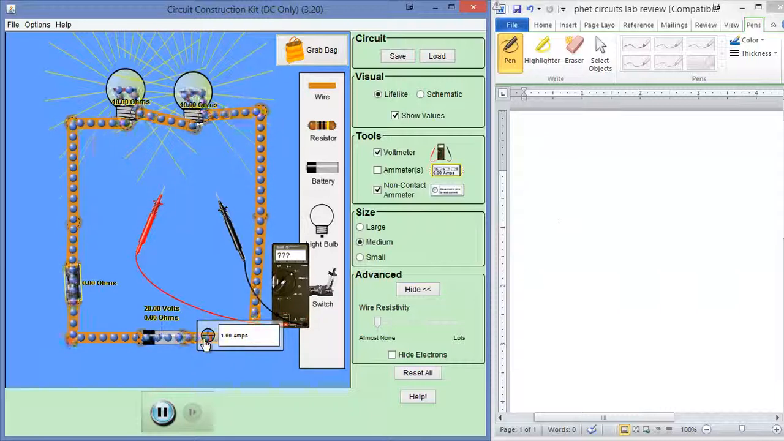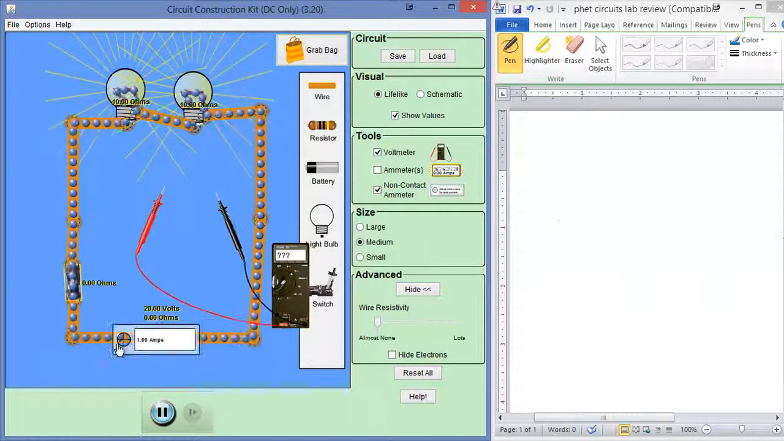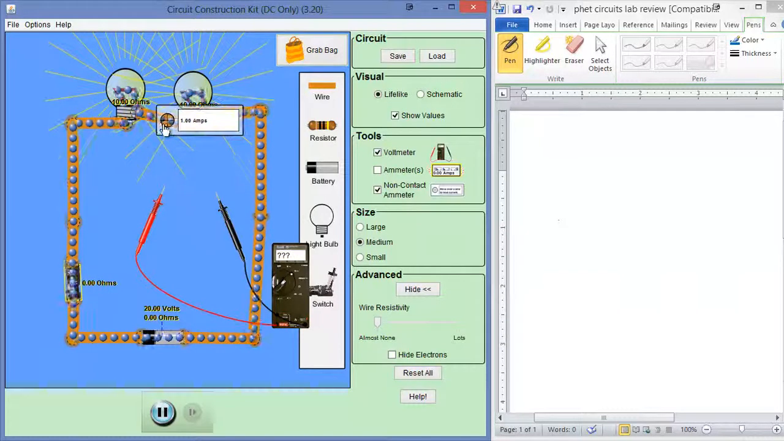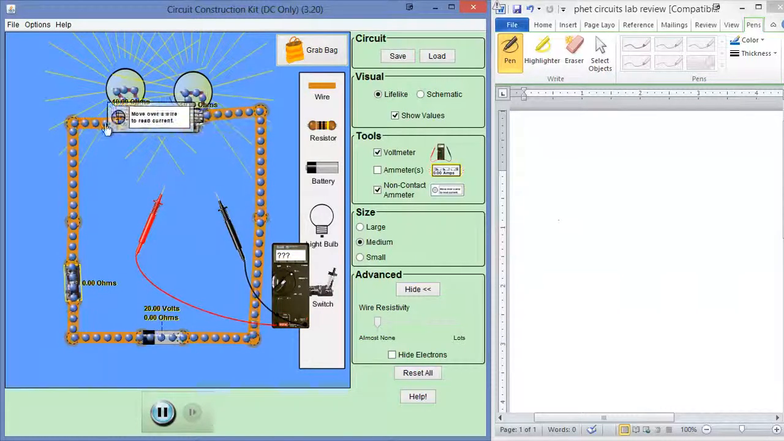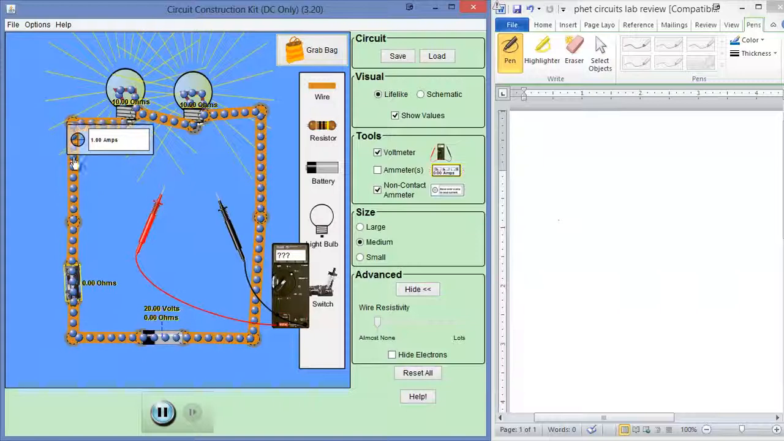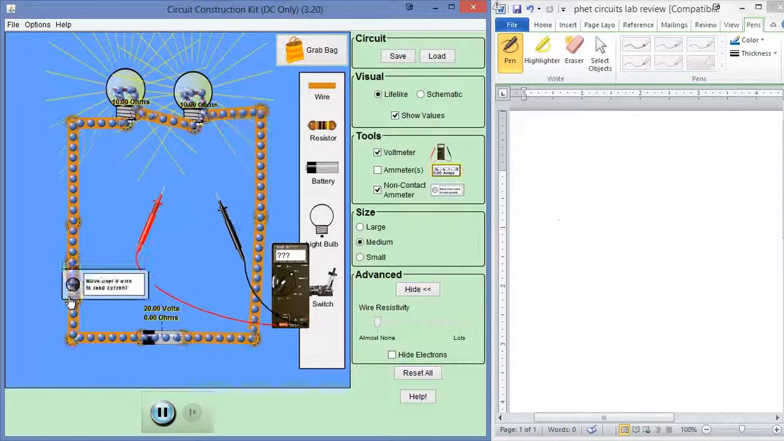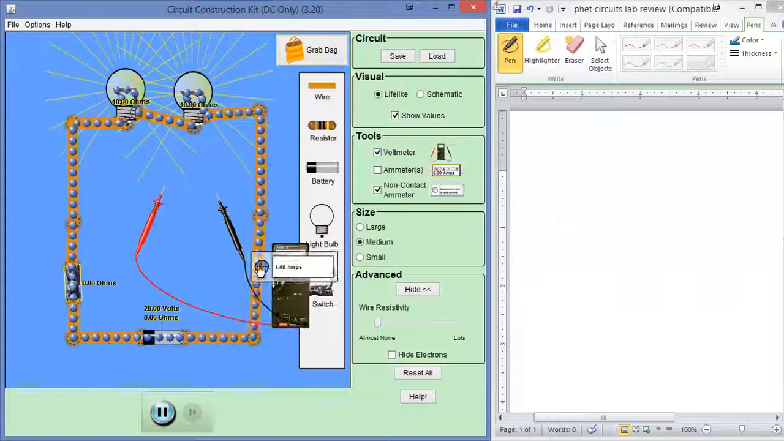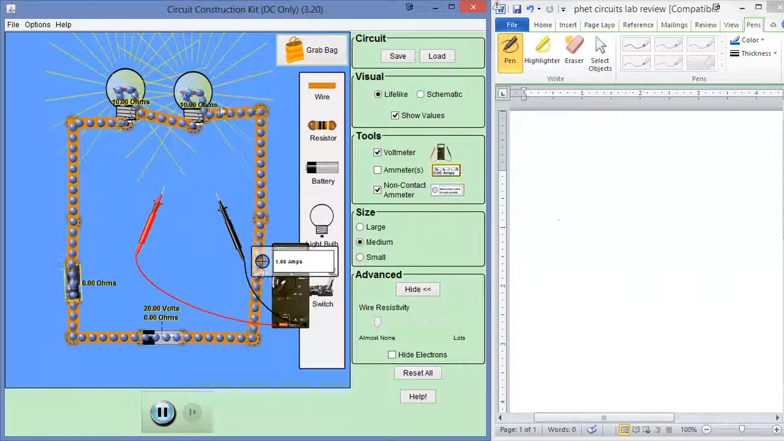We can see there's 1 amp of current going out of the battery, 1 amp going into the battery, 1 amp going into this light bulb, 1 amp coming out, 1 amp going into the next one, 1 amp coming out. No matter where we measure the current in the circuit, it's always the same, 1 amp. That's a big conclusion about series circuits. Let's summarize that over here.